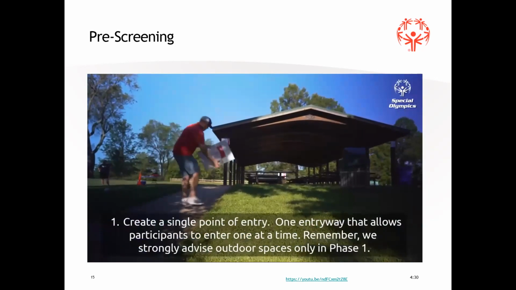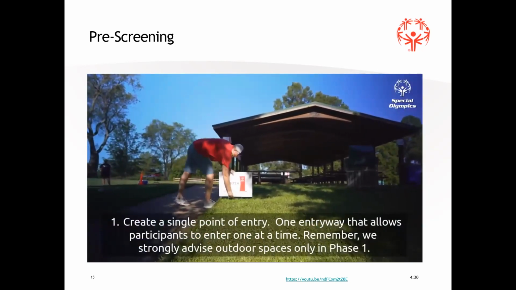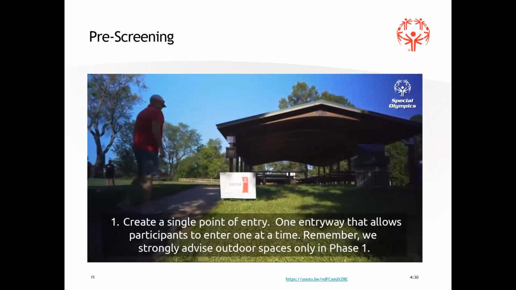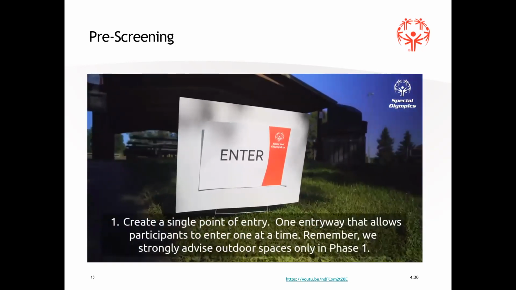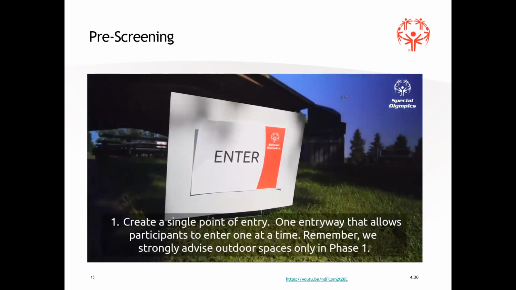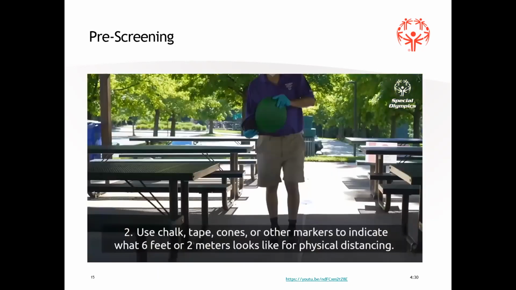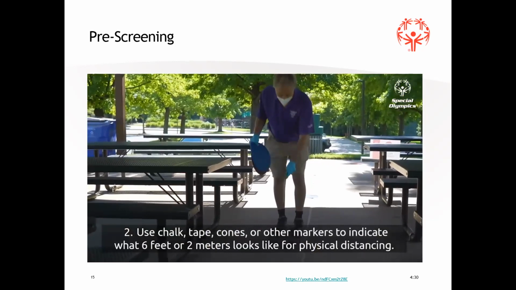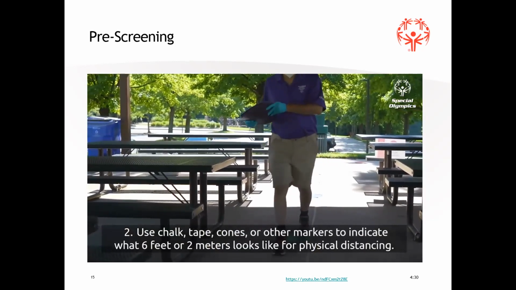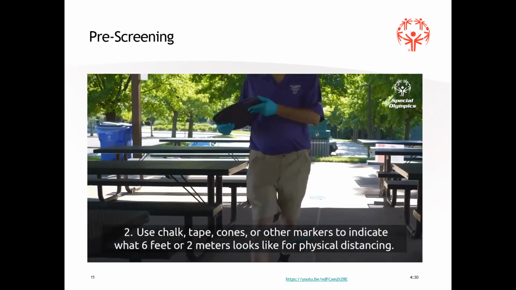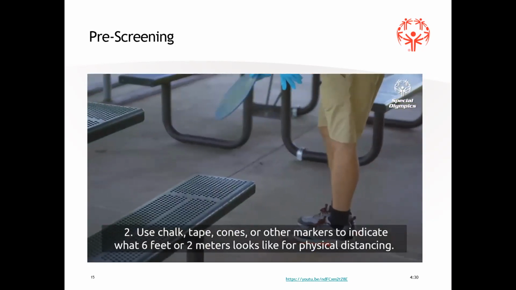1. Create a single point of entry. One entryway that allows participants to enter one at a time. Remember, we strongly advise outdoor spaces only in Phase 1. 2. Use chalk, tape, cones, or other markers to indicate what 6 feet or 2 meters looks like for physical distancing.